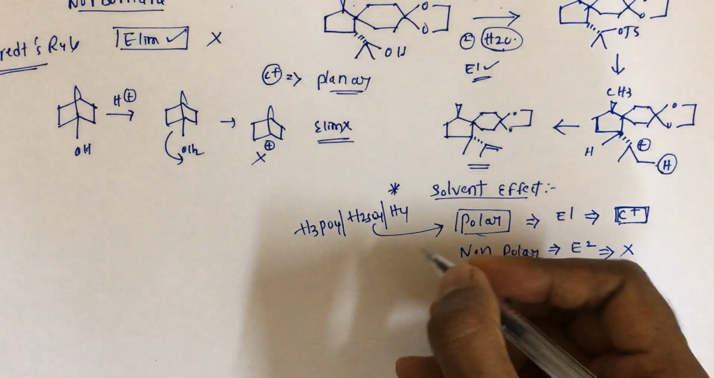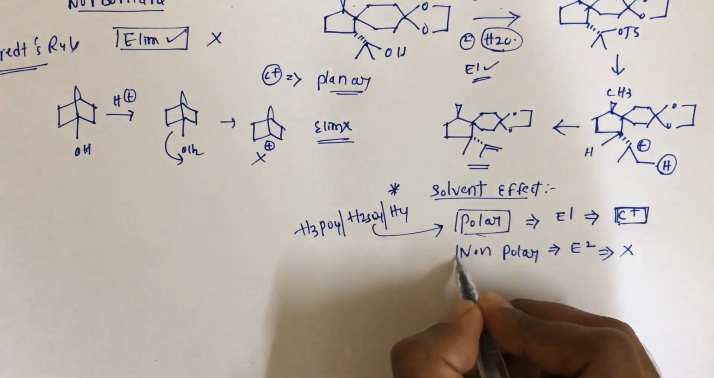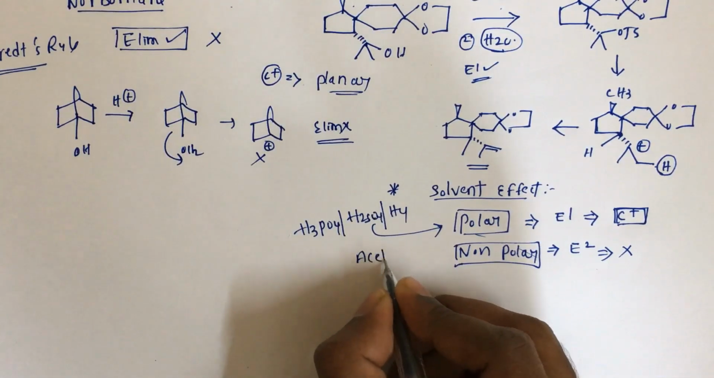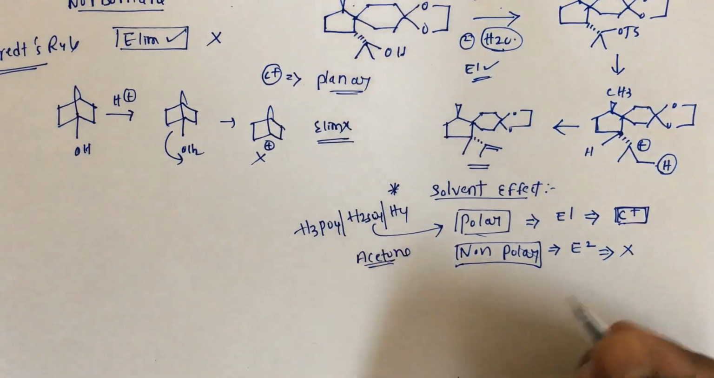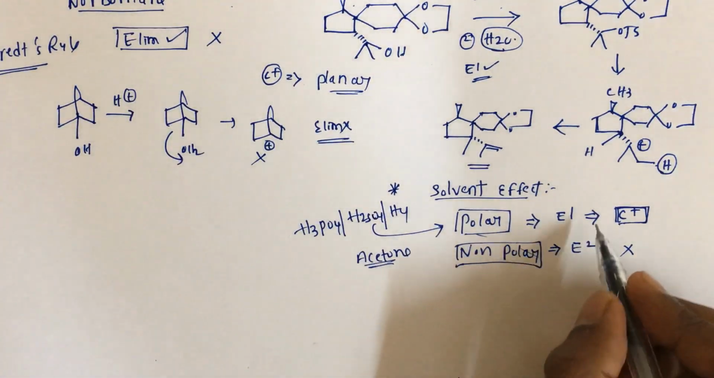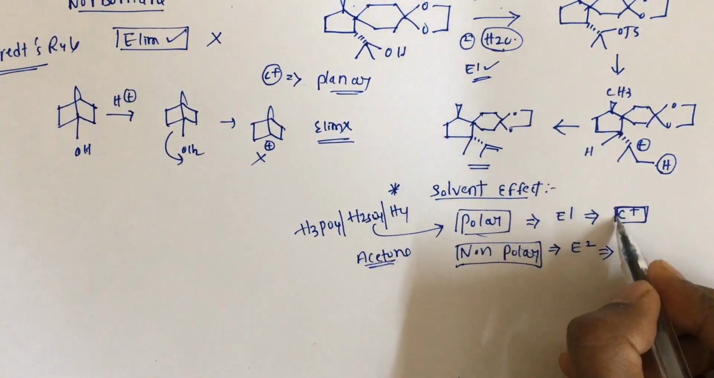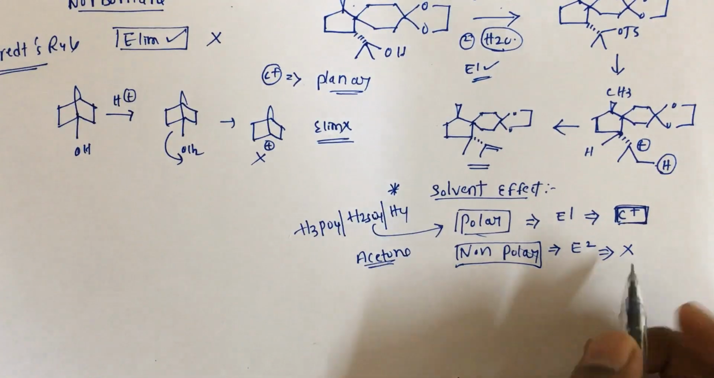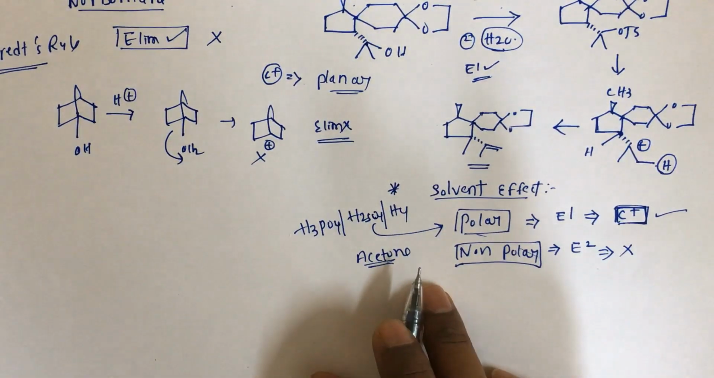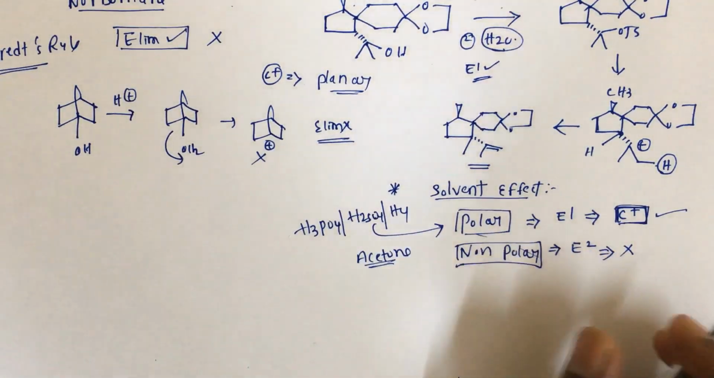And for the E2 eliminations I explained before, there we have taken acetone as the solvent. Because they are non-polar solvents, they will not form any carbocations. For E1 elimination, we need to generate a charged species. Because of that, we use a polar solvent. For E2 elimination, we don't need to generate any charged species. Because of that reason, we are using non-polar solvents.